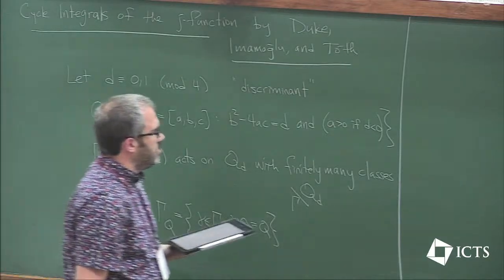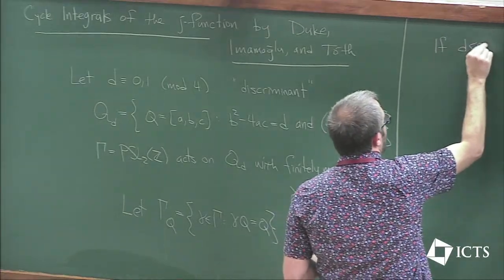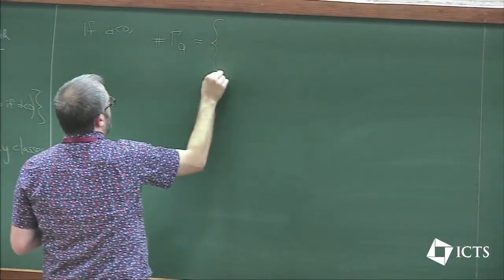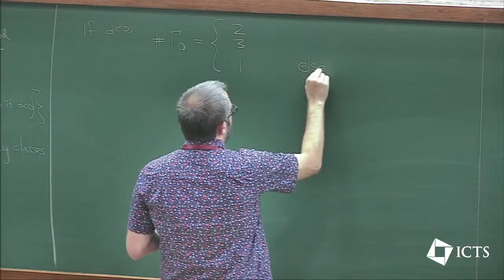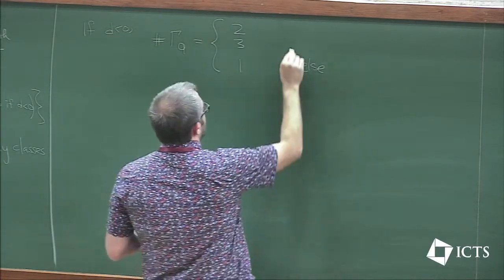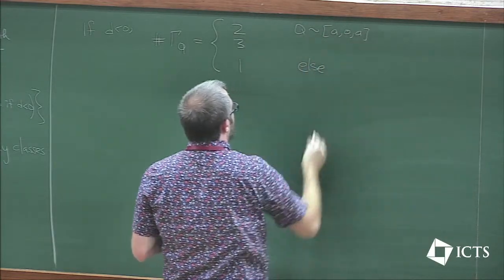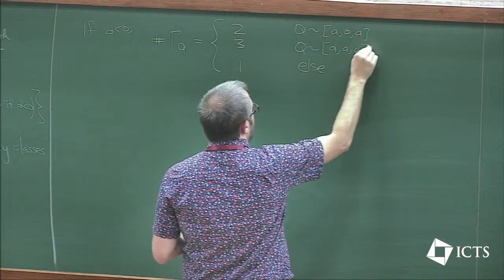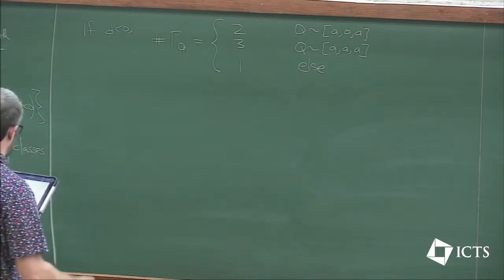And let me tell you about this group, or this subgroup, in the various cases. So if d is negative, then the size of Gamma_Q is either 2 or 3 or 1. It's almost always 1. And there are two cases in which it's 2 or 3. So it's 2 if Q is related to [a, 0, a]. And it's 3 if Q is related to [a, a, a]. And otherwise it's 1. So it's safe to just think of it being 1 all the time, because you'll get it right most of the time.